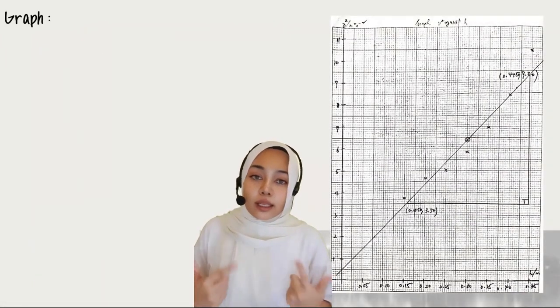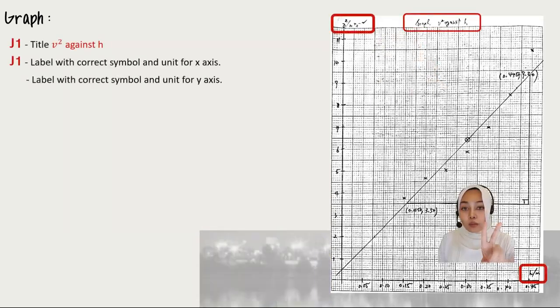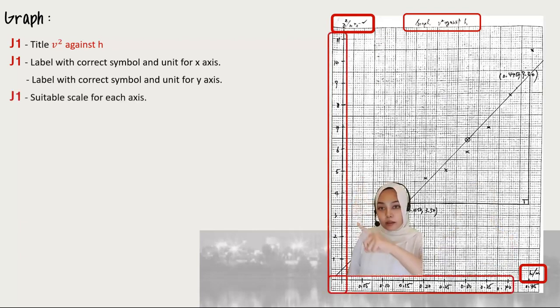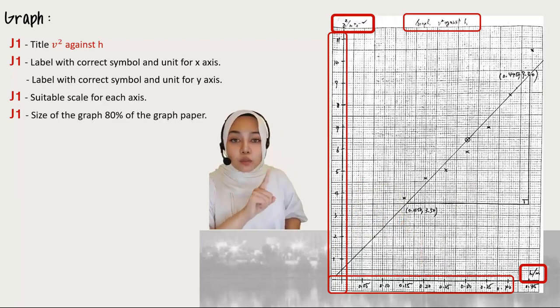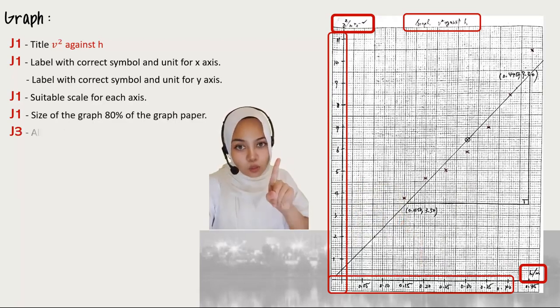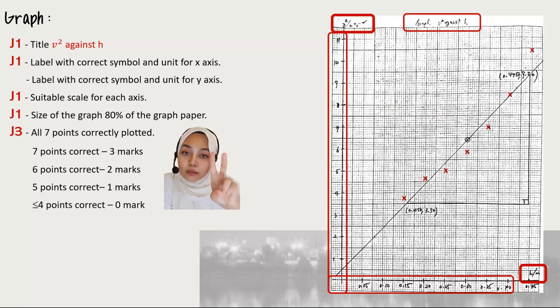After we have calculated the data and the centroid, let's take a look at the graph plotting. Title of the graph, 1 mark. Label with the correct unit for both axes, 1 mark. Suitable scales for each axis, 1 mark. If the size of the graph is more than 80% of the graph paper, 1 mark. 7 points correctly plotted, 3 marks. 1 data wrongly plotted, 2 marks. 2 data wrongly plotted, 1 mark. 3 or more wrong plottings, 0 mark.